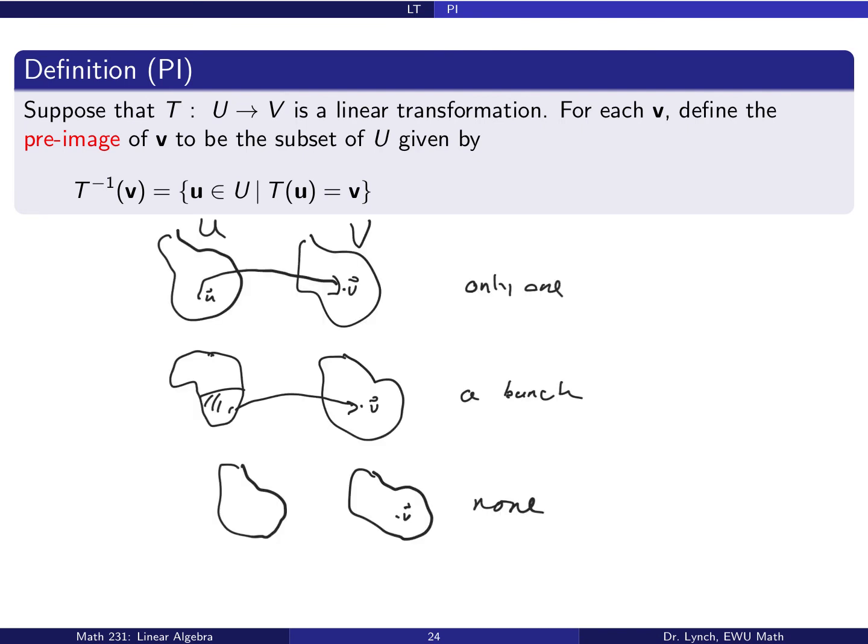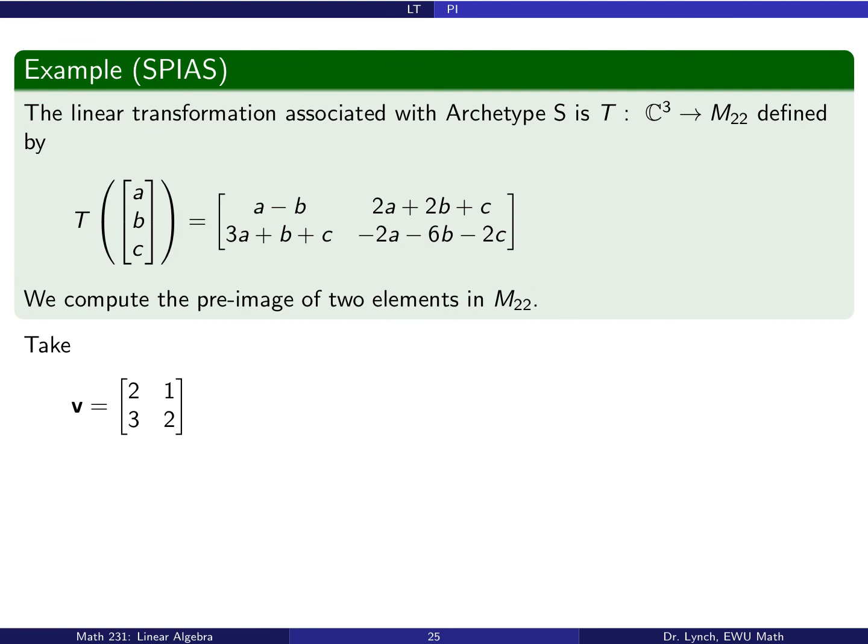It may be that there are a whole bunch of vectors in the vector space U that map to the vector V, or it may be that there are no vectors that map to, or have image, V in the vector space V. Okay, so this should be familiar to you. It turns out that determining a preimage is always the same as solving some linear system. Okay, so let's go ahead and have a look at this example.